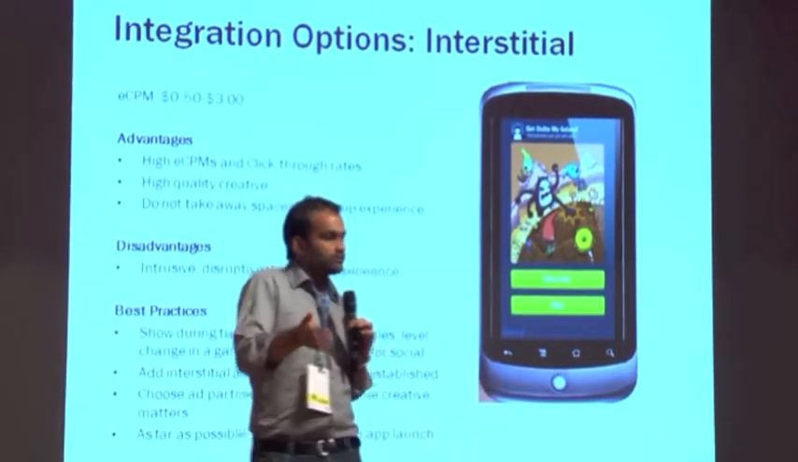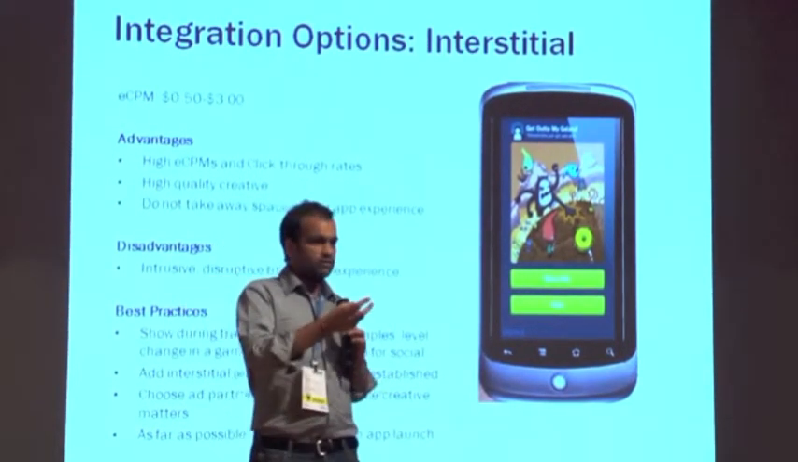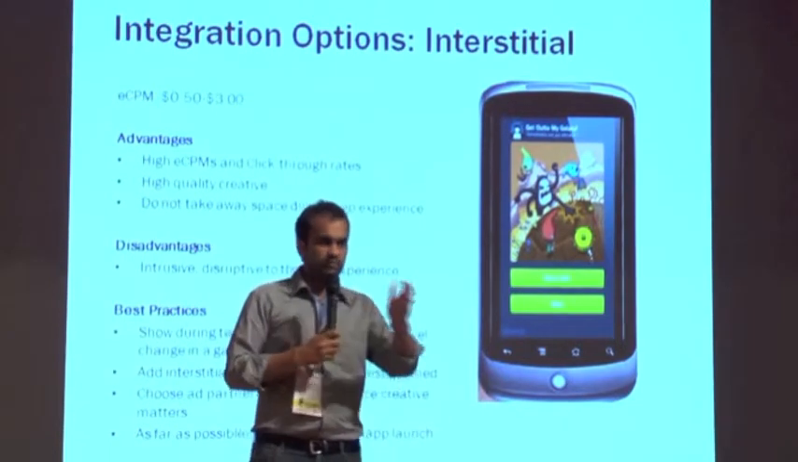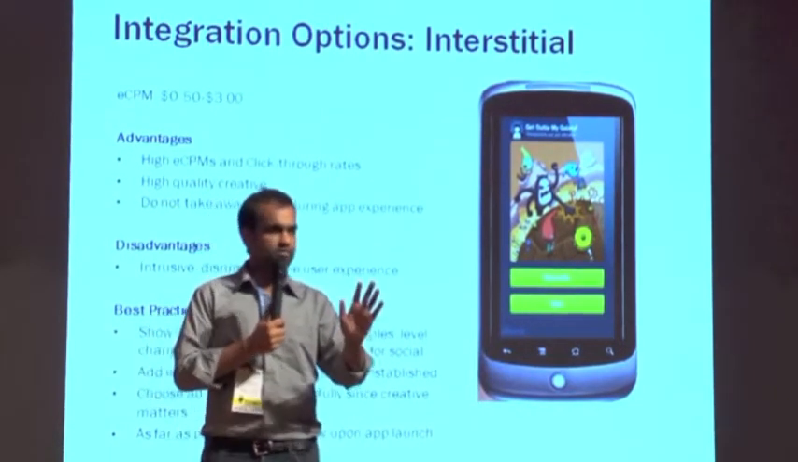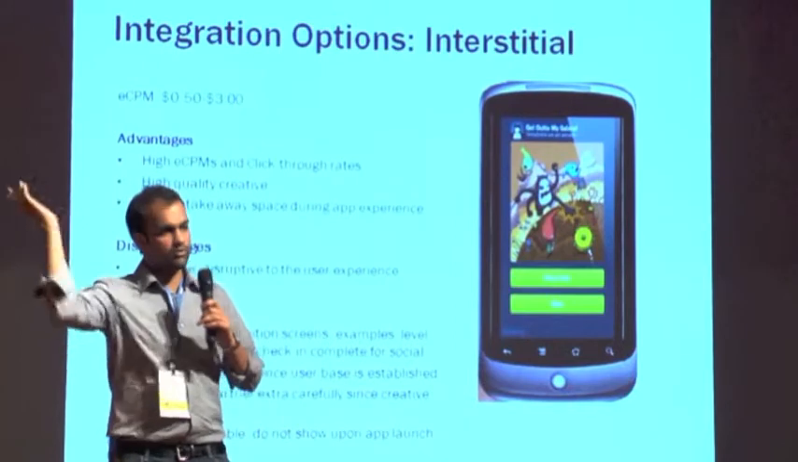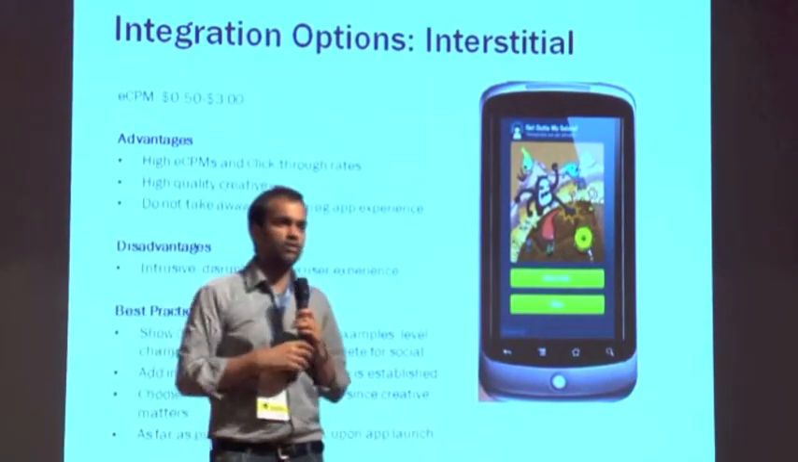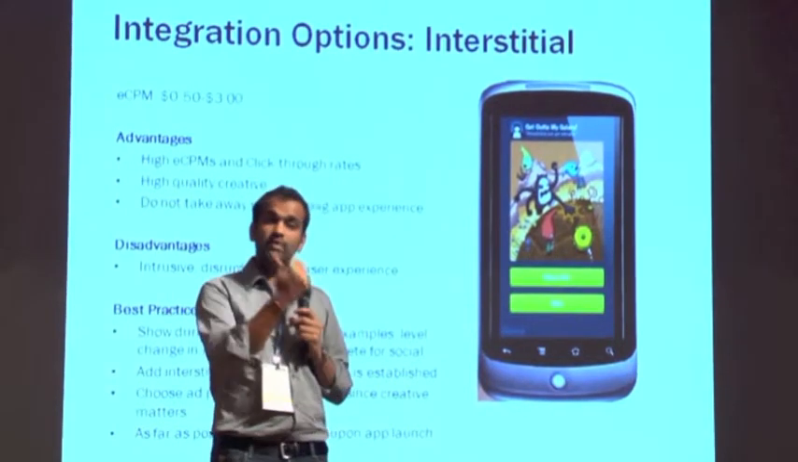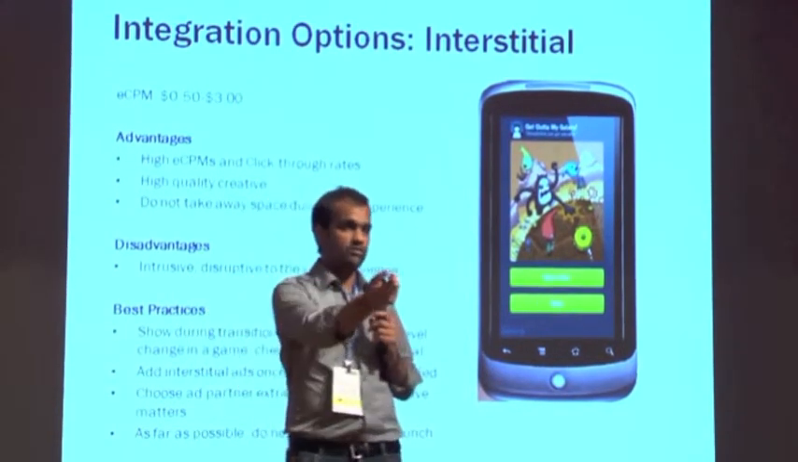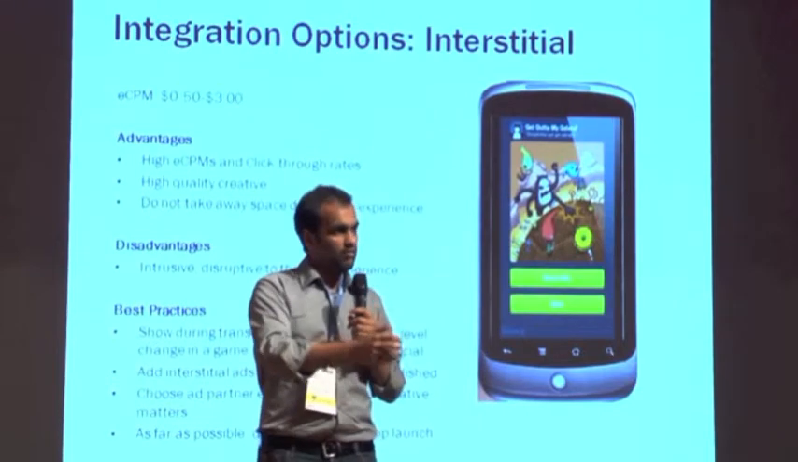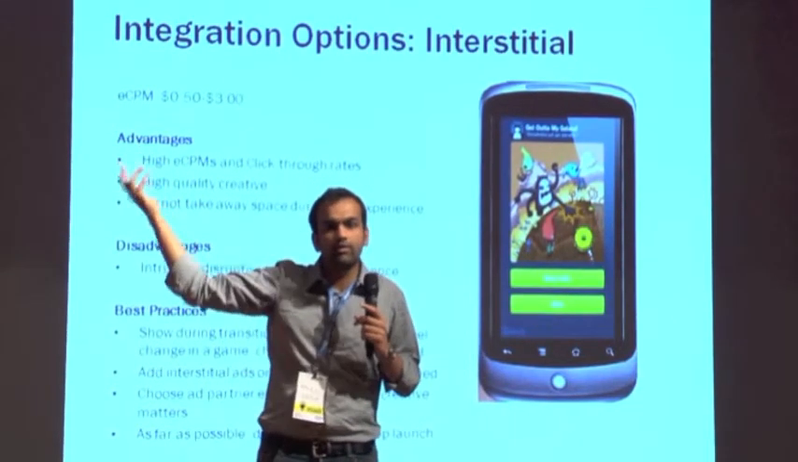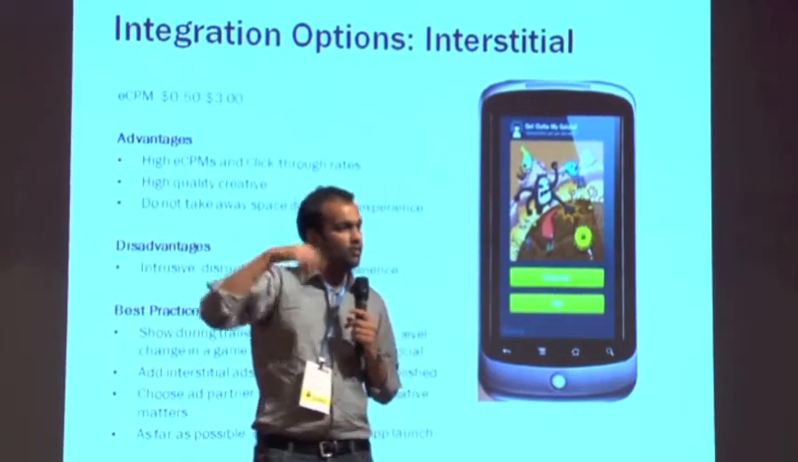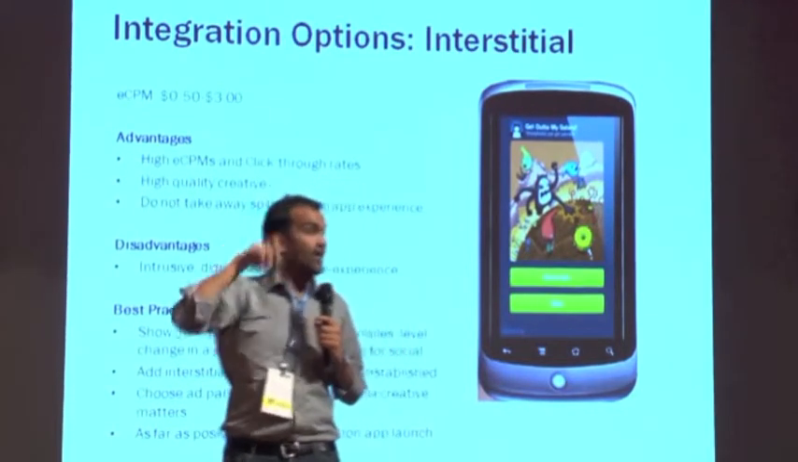Another example of that: I'm guessing most people are familiar with Words with Friends, right? Words with Friends is one of the most popular mobile games in the world right now. What they do is they show an ad once you submit your word. You're playing with someone else, you submit your word, and after that, you have to wait forever for the other person to play their word. In between that, they'll show you an interstitial ad. And that has been very successful for them.